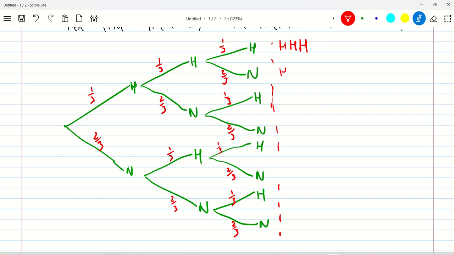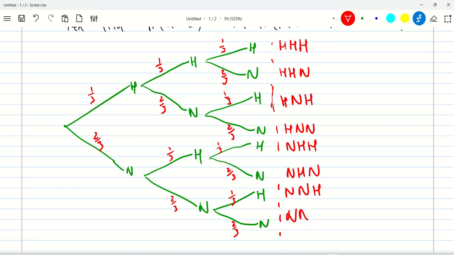This second outcome is homework, homework, not homework, and so on through the rest of the branches: homework, not, homework; homework, not, not; not, homework, homework; not, homework, not; not, not, homework. Sounds weird. Listening to this, I think I'm going insane. So they're the 8 different outcomes. 1, 2, 3, 4, 5, 6, 7, 8. There's the 8 different outcomes.